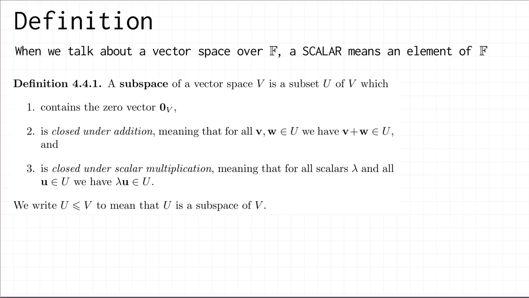So the definition for a subspace is that a subspace of a vector space V is a subset U of V with certain properties. First of all, U's got to contain the zero vector. Second, U's got to be closed under addition, which means that if you've got any two elements of U and you add them together, the result is another element of U. Finally, property 3 is closure under scalar multiplication. And what that means is that if you've got any scalar lambda and any element u in big U, then lambda times u is in big U again.